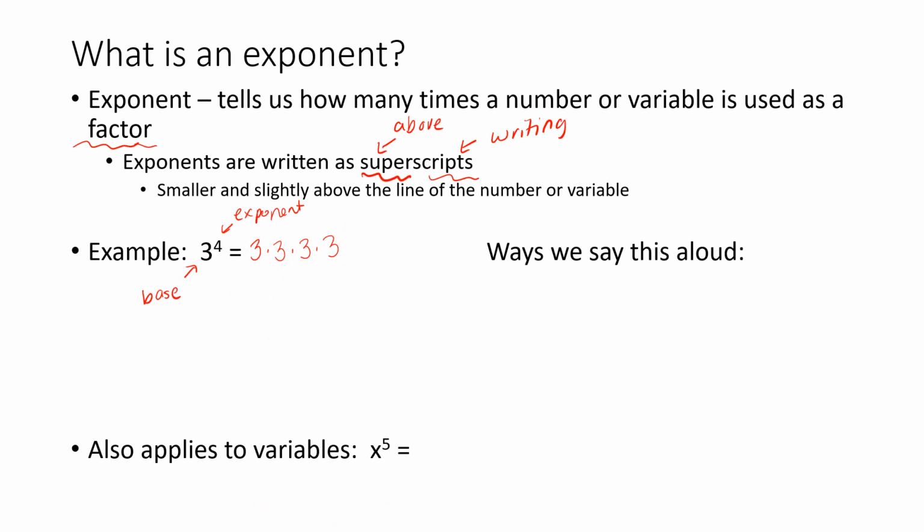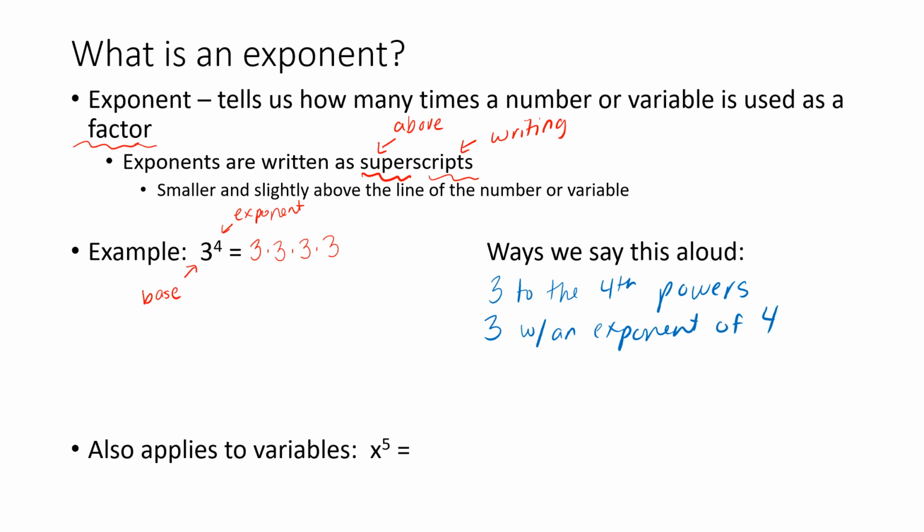Now, over to the right there, I have how do we say this out loud? Because how we express things verbally is a huge part of how we communicate math to others. So some of the ways you could say this out loud, we'll say 3 to the 4th power. Okay, and you might hear exponents referred to as powers. That's another thing you might hear. So 3 to the 4th power. You might hear 3 with an exponent of 4. That would be an acceptable way to say that.